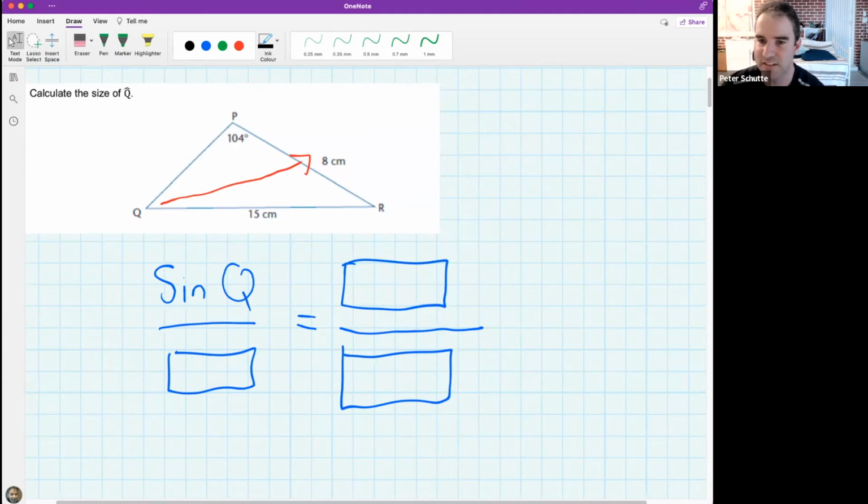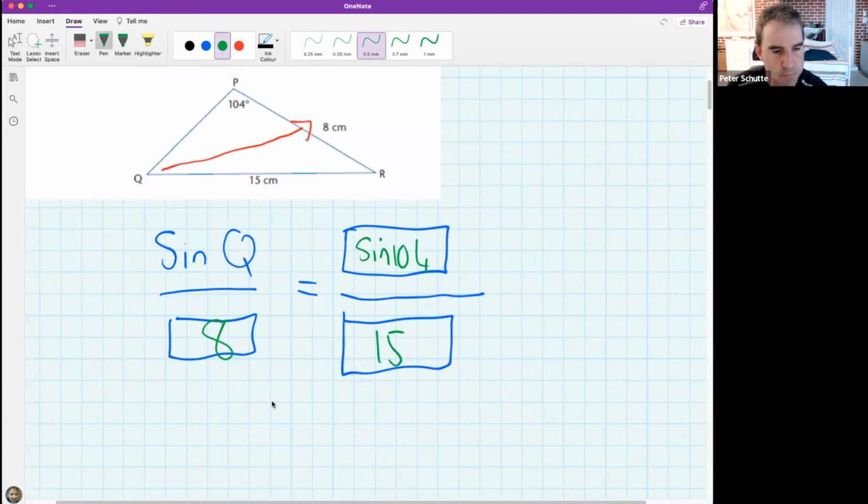Aha, Lee. Yes, Lee. How's it going, Lee? Hello, sir. I'm good. And what have you got? Can you hear me? Loud and clear. Okay, it's going to be sine Q over 8 centimeters. Okay. And then there's going to be sine 104 over 15 centimeters. Perfect. Now, what do you think the next step's going to be? The next step, we obviously need to clear out the 8, the denominator for sine Q. So we times both sides by 8.